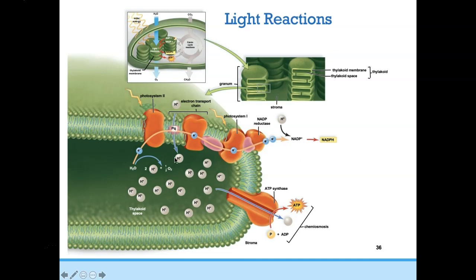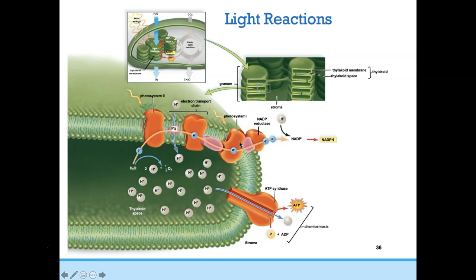So we're creating a pH gradient where the inside is very acidic. To replenish those electrons that were lost, water is split, and the electrons are used to replenish those that were passed along the electron transport chain. The water is actually the source of the protons that are being pumped inside the thylakoid. Oxygen is released into the atmosphere as a waste product. So that's what photosystem 2 is doing. We're getting protons inside of the thylakoid.